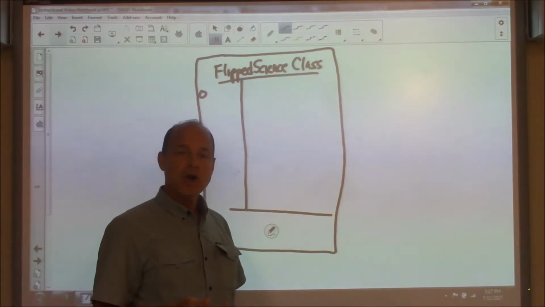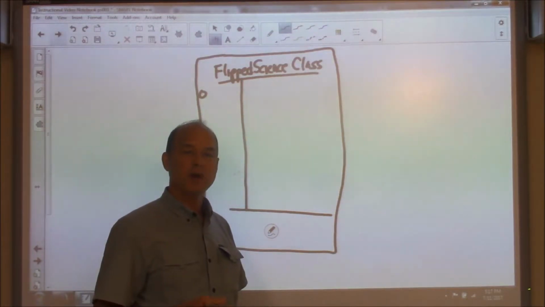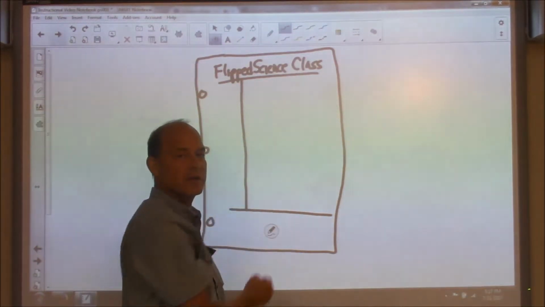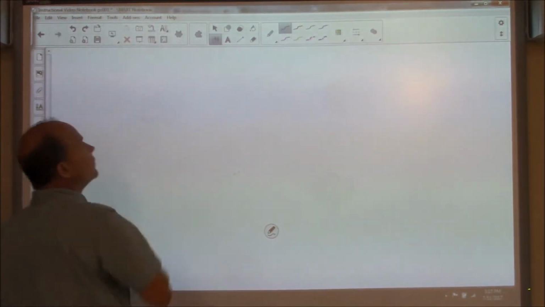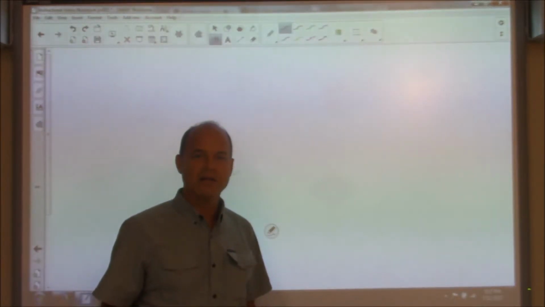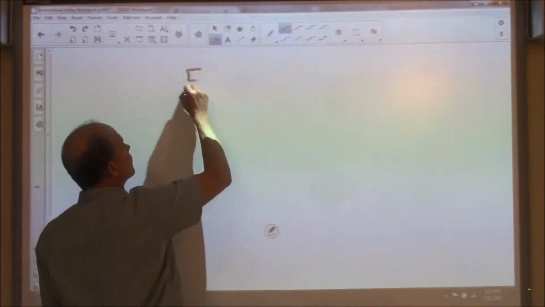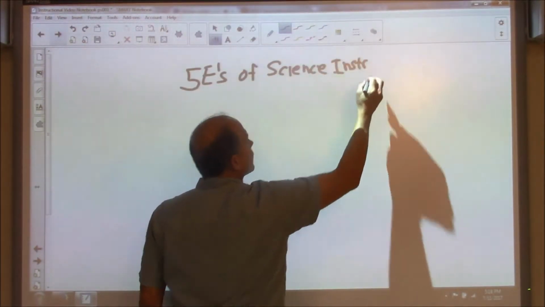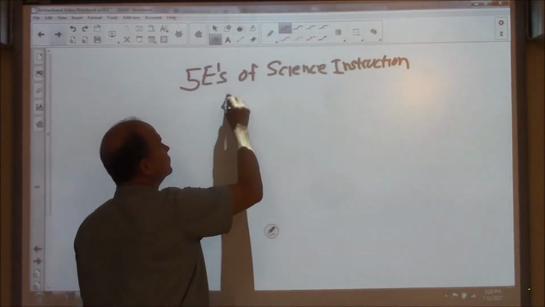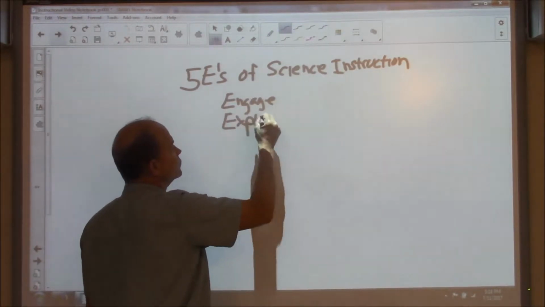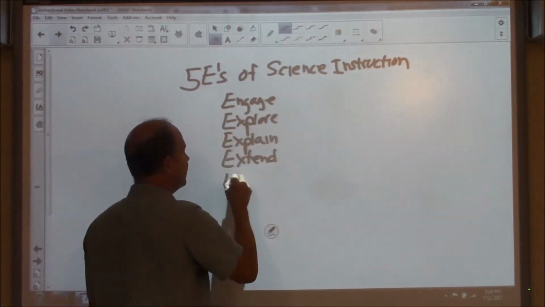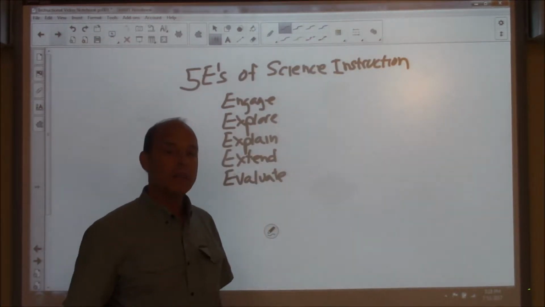So I'm going to start to talk about flipped science instruction, and as you hear me mention the main points, you're going to write the main points of the lecture right here in the big section. The first main point I want to talk about is that when I learned how to teach science, they told me about the 5 E's. The 5 E's are engage, explore, explain, extend, and evaluate.